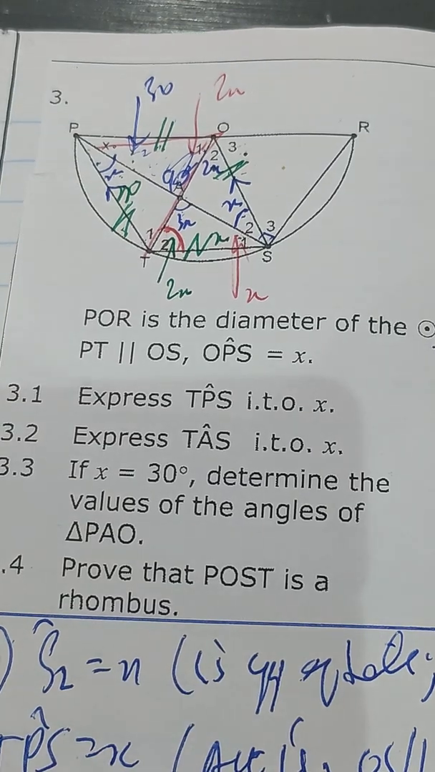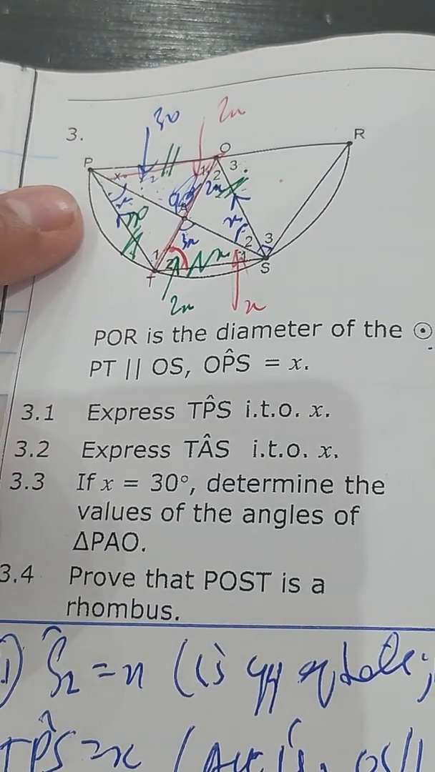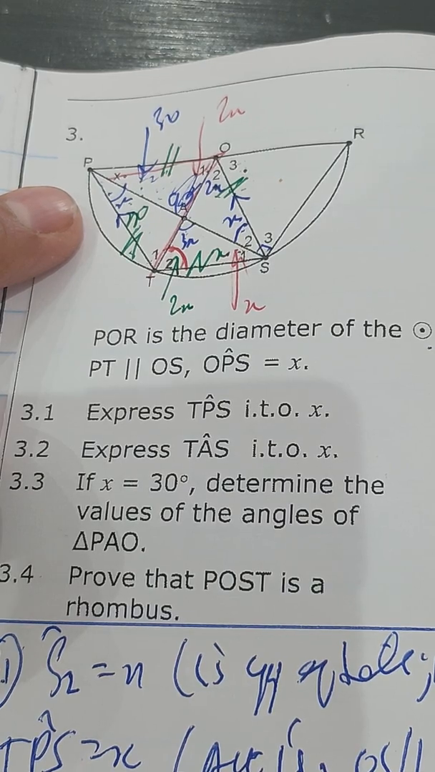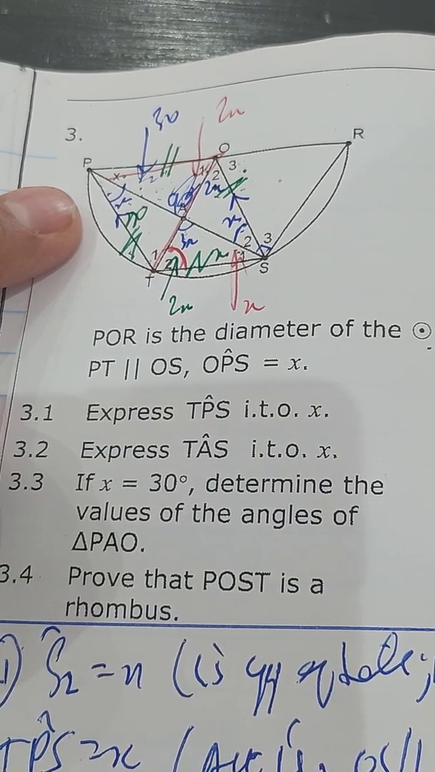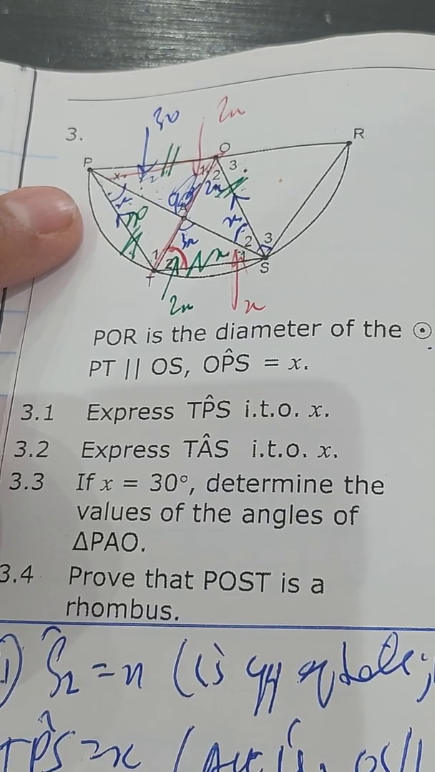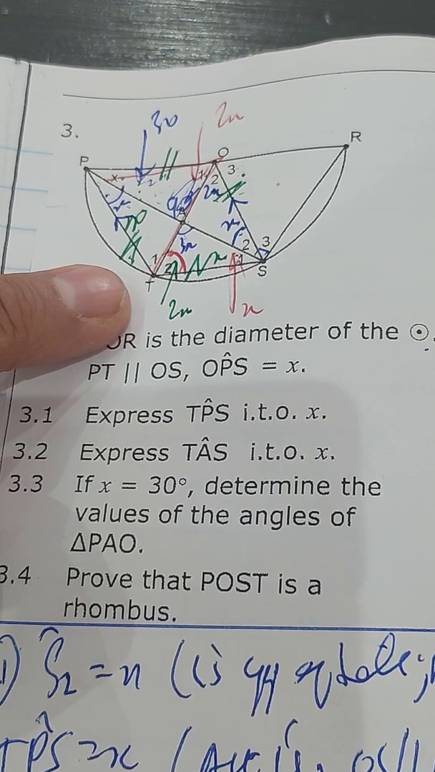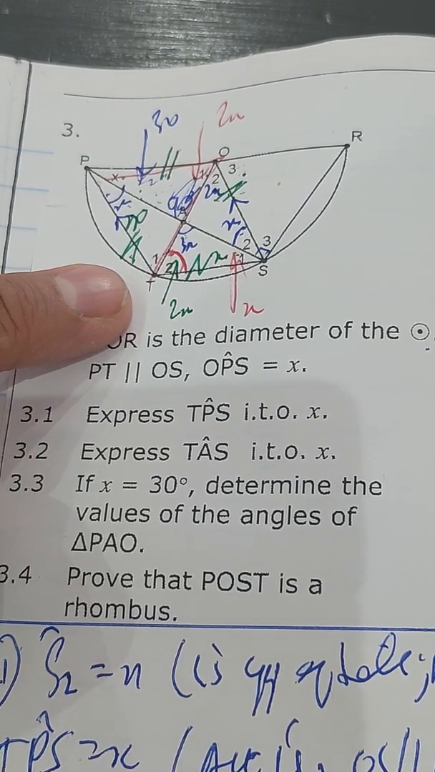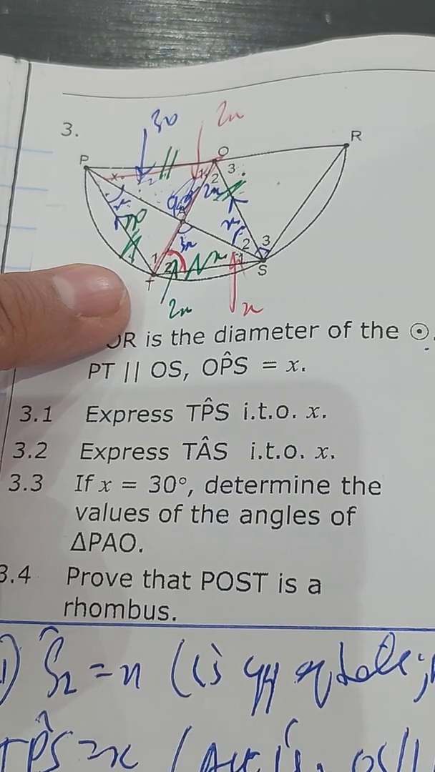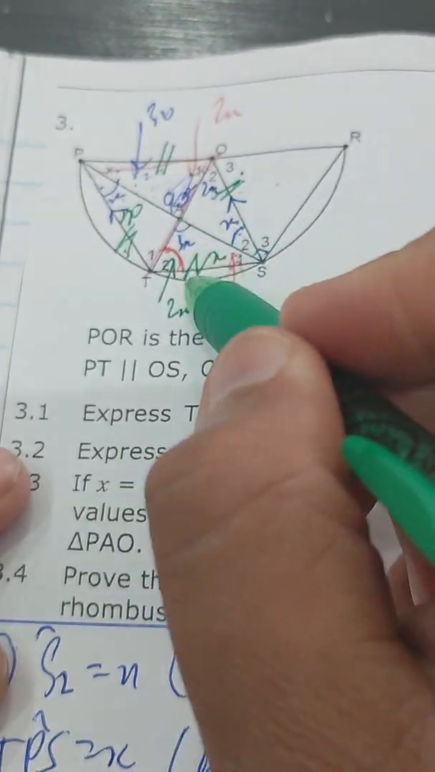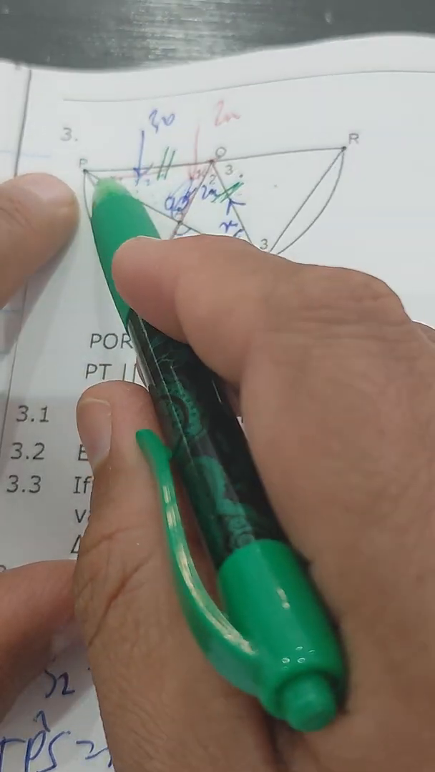Therefore, POST is a rhombus. Why? All adjacent sides equal. The adjacent sides are equal. And your diagonal bisects the vertex angle. Okay, so therefore it's a rhombus. Why? Because you got your adjacent sides being equal and your diagonal bisects the vertex angle.